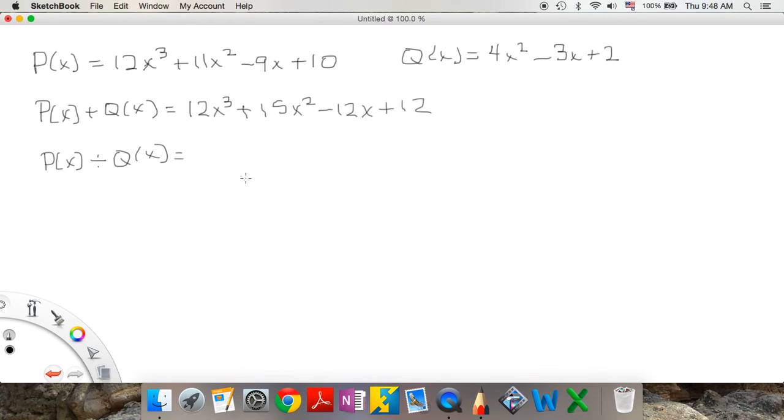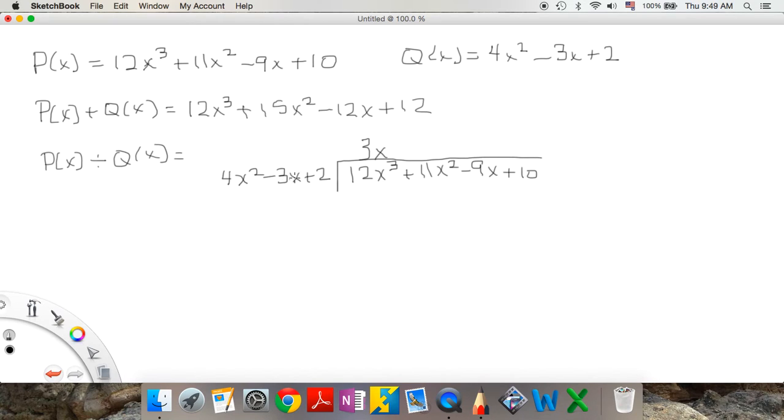Well, with division, to do long division at least, you set it up by putting what you're dividing inside the little division house, and then what you're dividing it by, you put out front. Now, you look at your first terms. What do I have to multiply 4x squared by to get 12x cubed? Well, 4 times 3 is 12, and x squared times x is going to give me x cubed. So I've got my 3x.